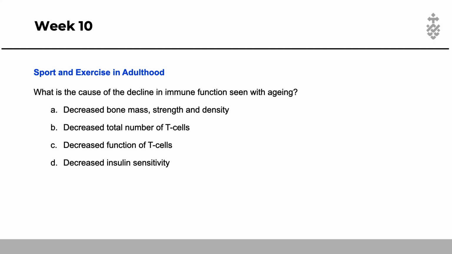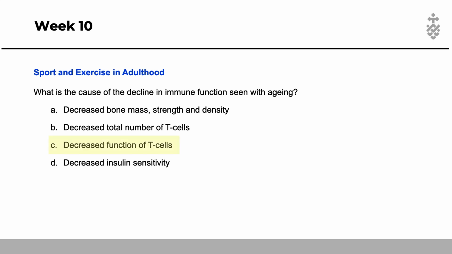The options are decreased bone mass, strength, and density. So does the decline in bone mass affect immune function? Probably not. Decreased total number of T cells, decreased function of T cells, or decreased insulin sensitivity. So is insulin sensitivity related to immune function? I don't think so. So it's either going to be B or C. Now the answer is a decreased function of the T cells.